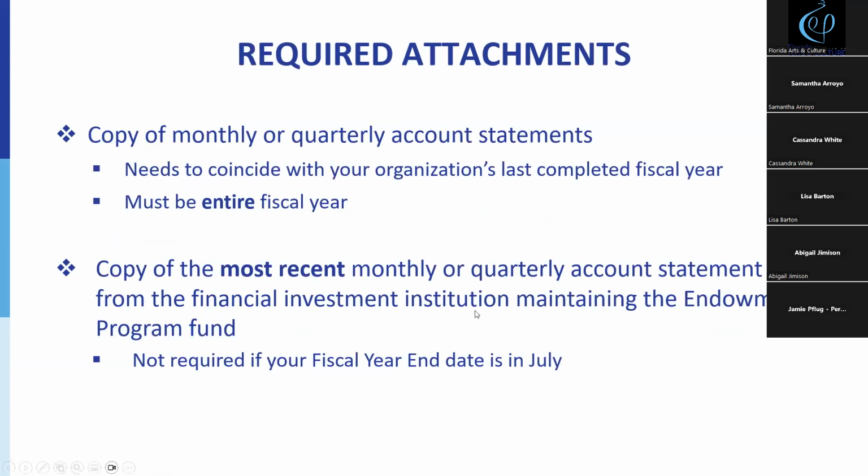There are several required attachments for this report. We need copies of monthly or quarterly account statements coinciding with your organization's last fiscal year. The statements must cover the entire fiscal year. Additionally, you need to include a copy of the most recent monthly or quarterly account statement from the financial investment institution maintaining the endowment program fund. The only exception to this is if your fiscal year end date is in July, because you will have already included that statement with your fiscal year documents.